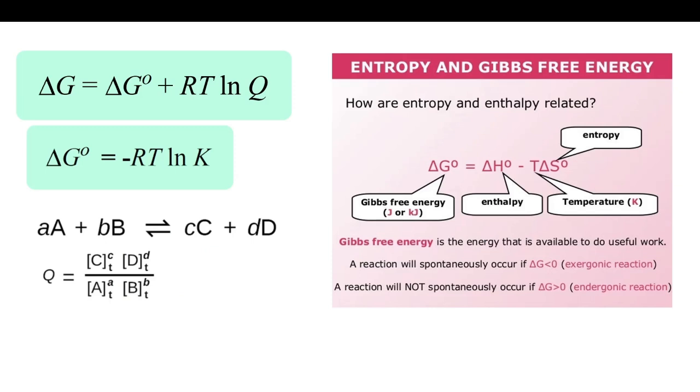So we know that Gibbs free energy is the energy that is available to do useful work. If the Gibbs free energy, delta G naught or delta G value, is less than 0, then this process or reaction is known as an exergonic reaction, which means the reaction is spontaneous in nature. And if it is greater than 0, then it is non-spontaneous, or an endergonic reaction. A reaction where delta G is greater than 0 will not take place spontaneously.